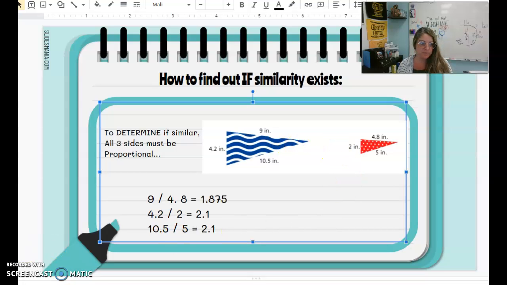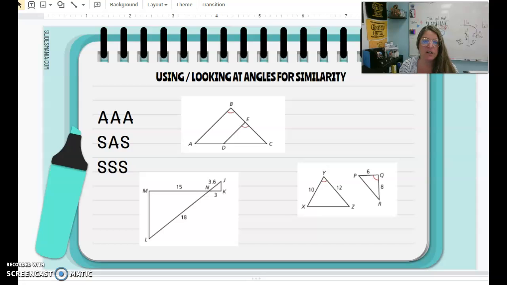They're not. And then the last little detail that we talk about is, I don't know if you remember doing side, side, side, side, angle, side, all of those kinds of things. But you can use those triangle congruent aspects to see if similarity exists in stuff.